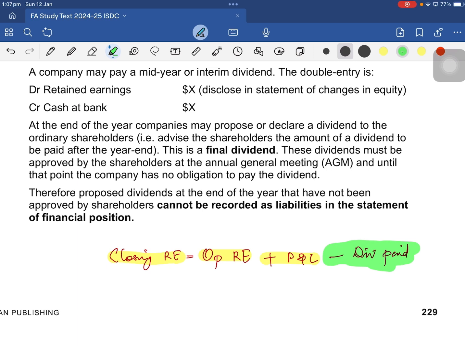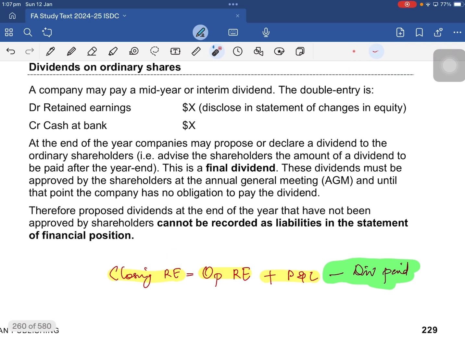Now, the shareholders are the people who are going to discuss and decide with the management on what dividend is necessary. And it is done through a meeting called the annual general meeting. Understood?